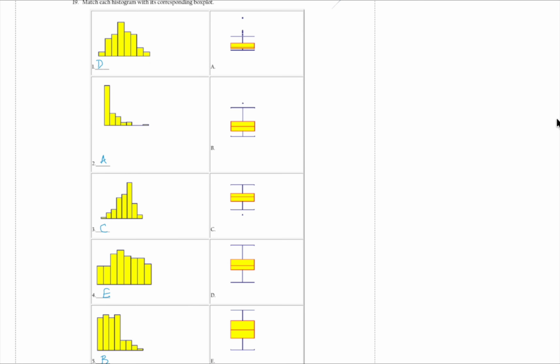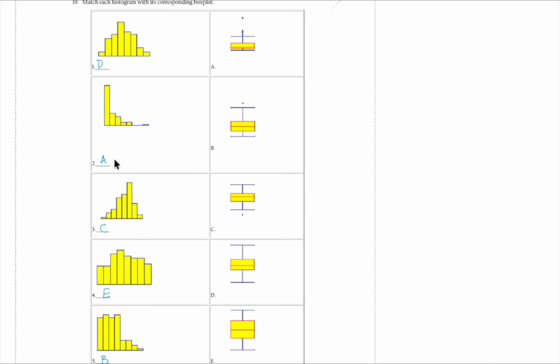And let's take a closer look at histogram 1, which is in here. Histogram 1 looks roughly symmetric with most of the data clustered in the middle and no extreme bars far away. That tells me that there's no strong skew and no obvious outliers, which corresponds to box plot D right here. It matches perfectly because it has balanced whiskers, a centered median, and no outlier dots. So histogram 1 matches with D.